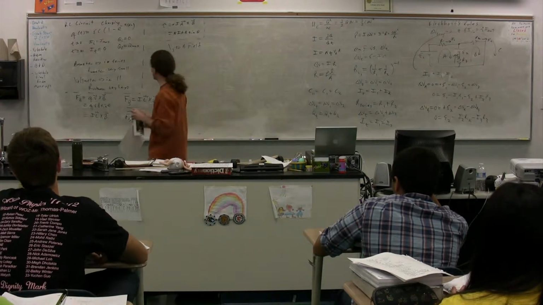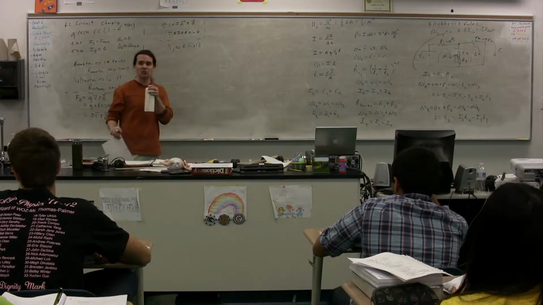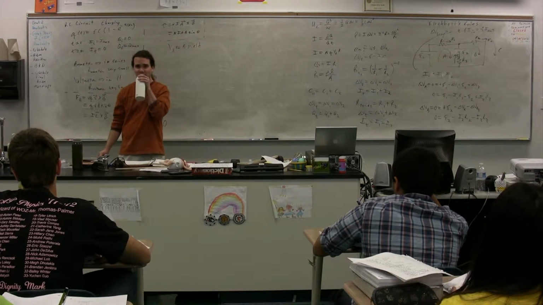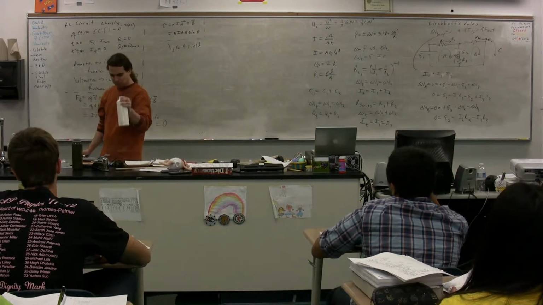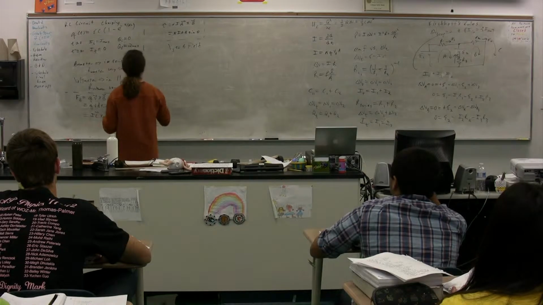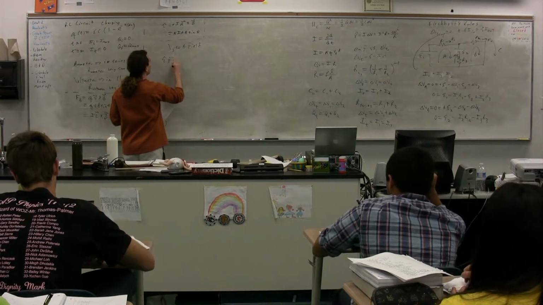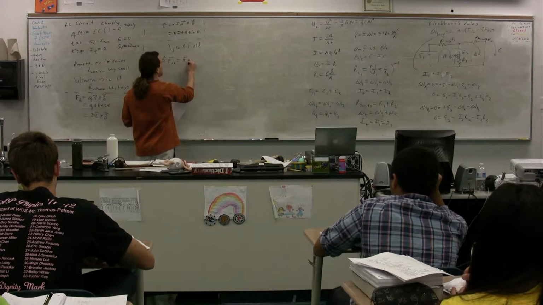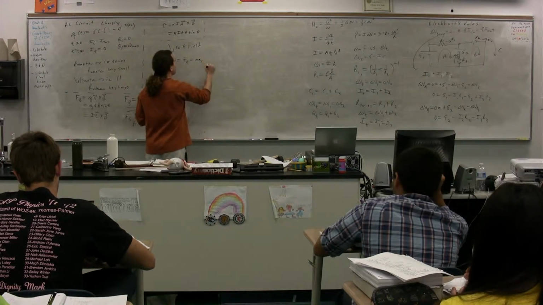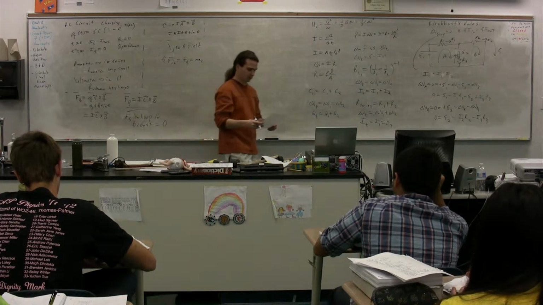Okay, so it's going to move in a circle, which means we're going to need to draw a free body diagram and do what? Sum the forces in the r direction. Because it's moving in a circle, we're going to sum the forces in the r direction, which is going to be magnetic force, which equals mass times the centripetal acceleration.